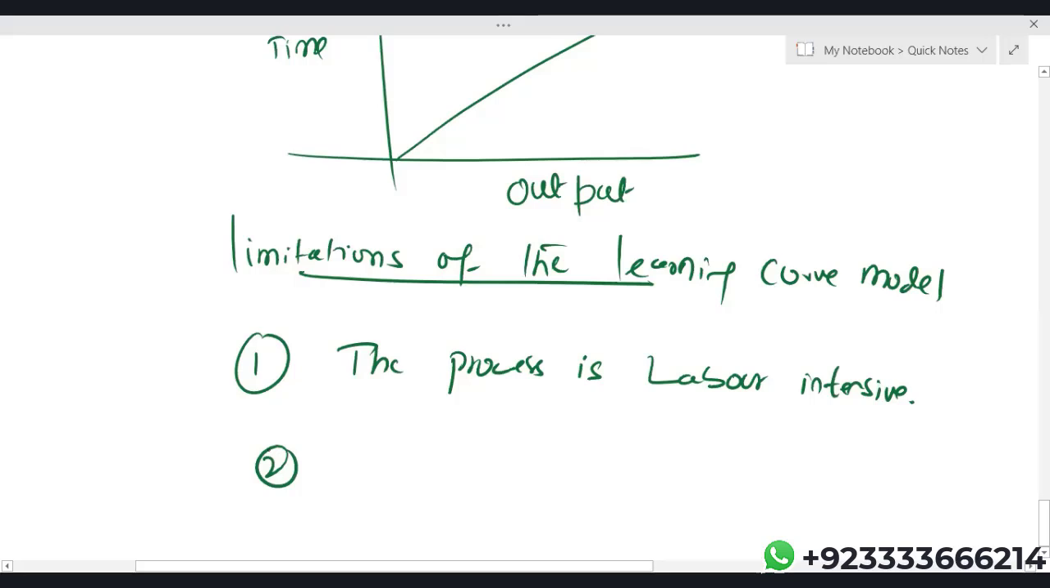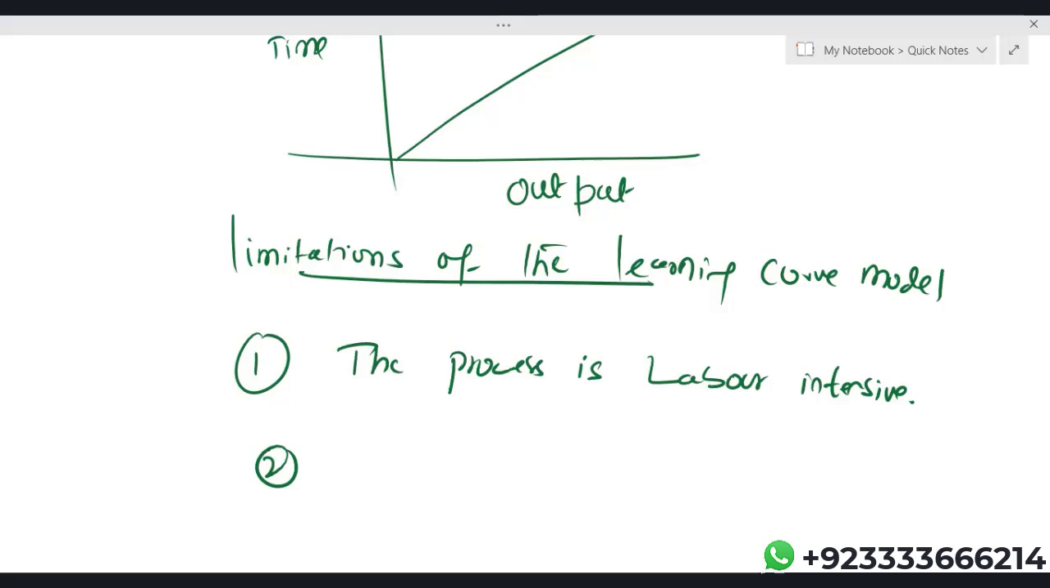Actually, nowadays we know that the manufacturing process is capital intensive. There is too much machinery and technology involved, rather than the involvement of labor. So that's a limitation of the learning curve model. Logically, the learning curve model is more suitable when the process is labor intensive, but which is not the case nowadays.